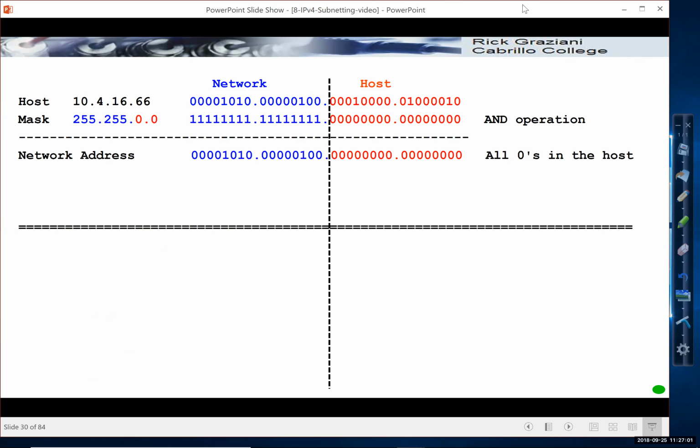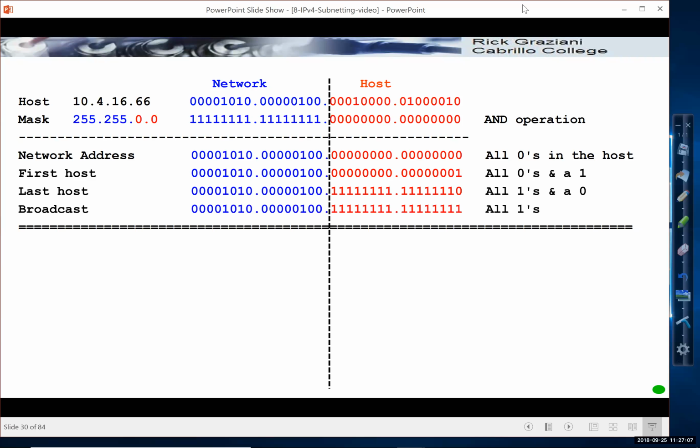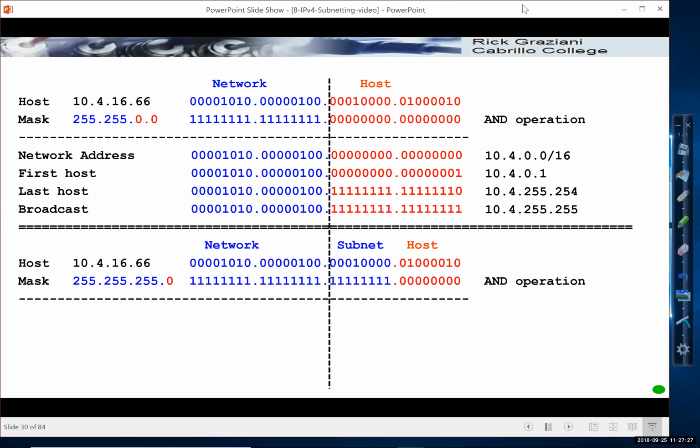When it had a /16 mask, it was part of a larger network. We can see the network address has all zeros in the host portion, the first host all zeros and a 1, the last host all 1s and a 0, and the broadcast all 1s. And there were the addresses, including the network address, first host, last host, and broadcast for that network. But when we decided to extend the mask to a /24, 255.255.255.0, what we've done is we actually extended the network portion. So let's take a look in binary what these look like.